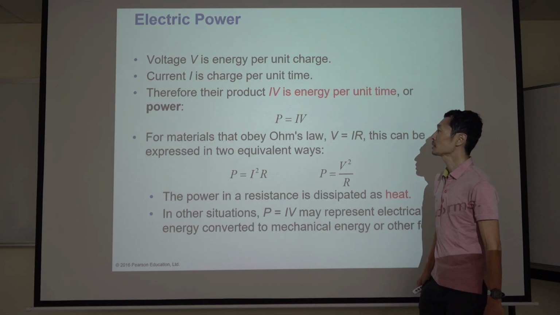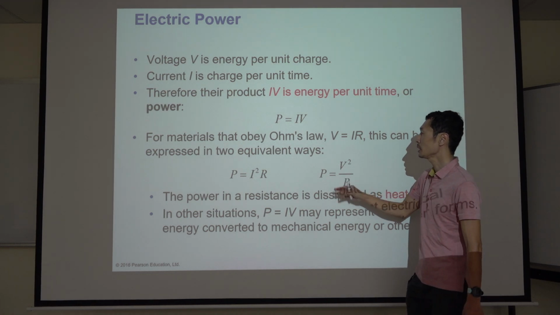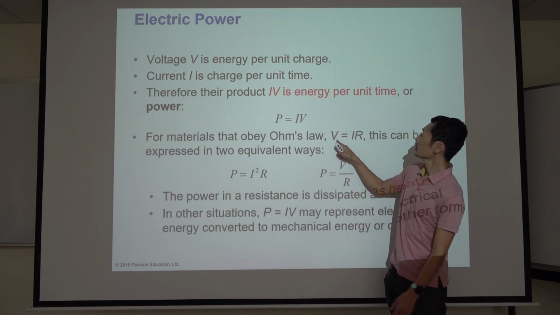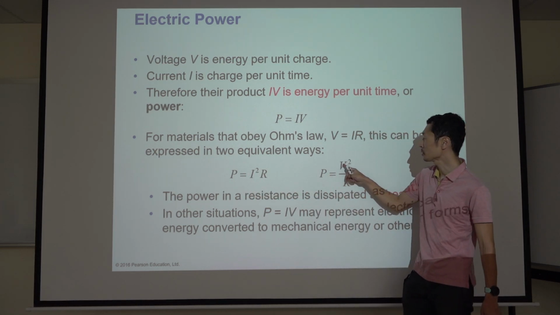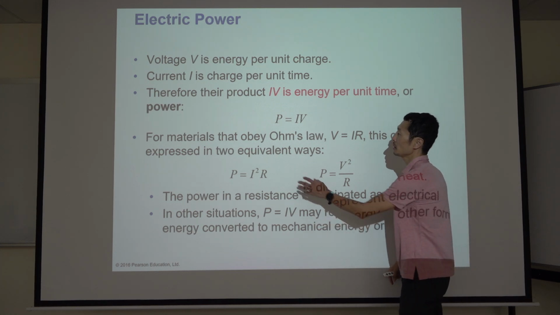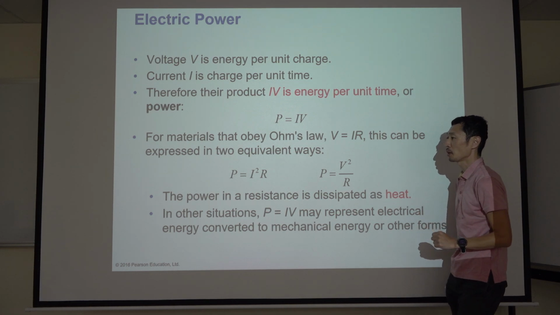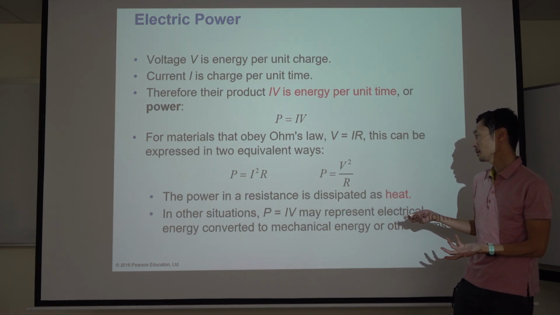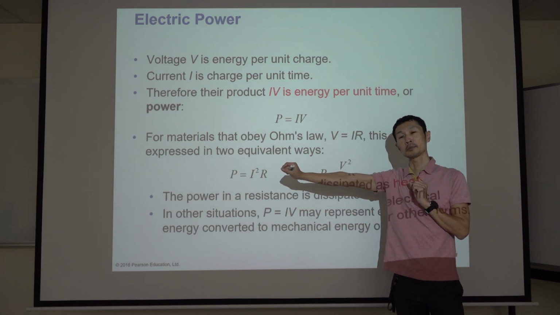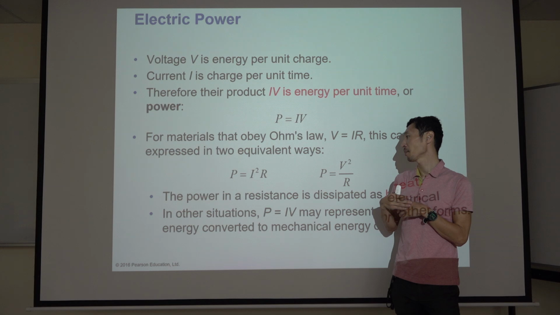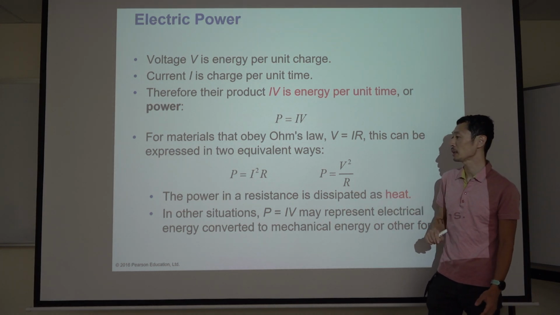For materials that obey Ohm's law, V equals IR, so this can be written in different ways. If we put this in, then power is I squared R, or power equals V squared divided by R. These three are the same relation through Ohm's law. The power is dissipated in the resistance. So if you put current through something, the power is going to be used as heat. So this is going to be heat out.